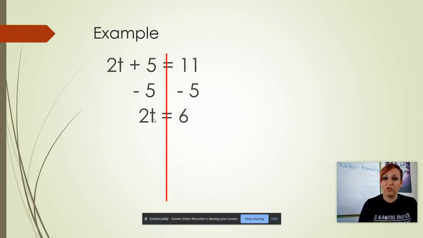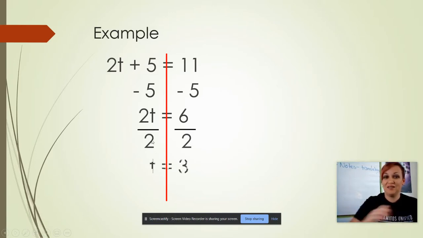Now I still need to get rid of the 2 that is attached to the letter t. I need to move it to the other side. Since the 2 and the t are right next to each other, that means the 2 is being multiplied. We're going to use the inverse operation of multiplication, which is division. And on our previous video, we learned that it is mathematically sound to divide by the same number on both sides of our equal sign. So I'm going to divide both sides by 2. That allows me to cancel out the 2's that were next to the t. And now my t is all by itself, and so this should be my final answer. T equals 3.